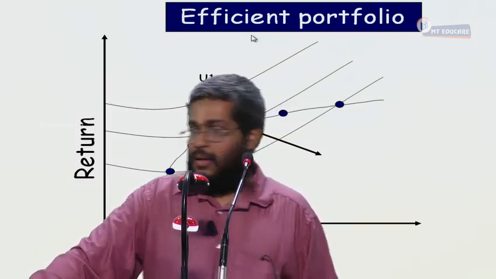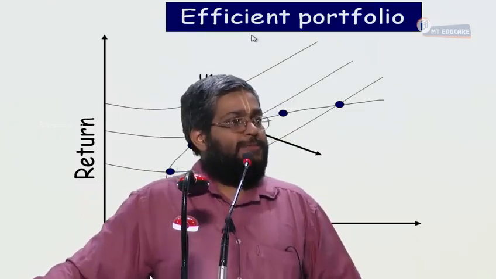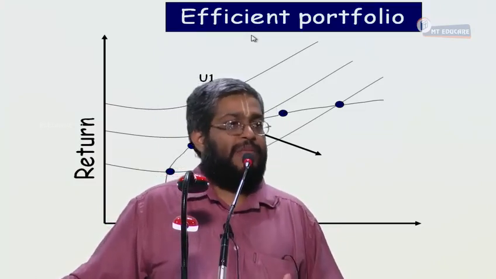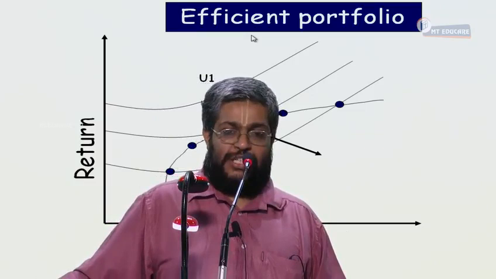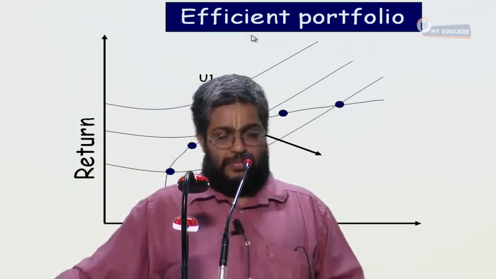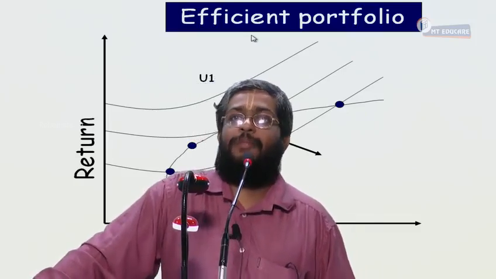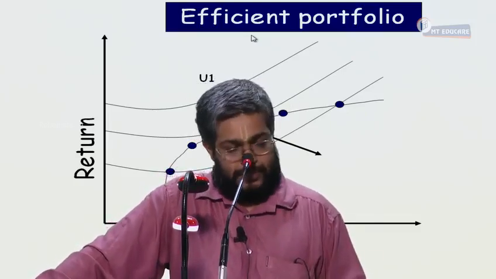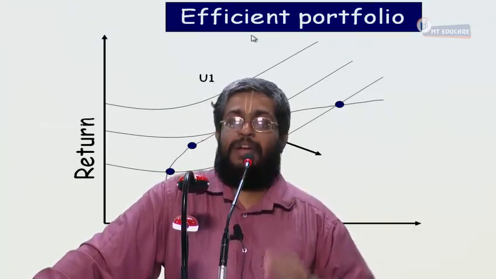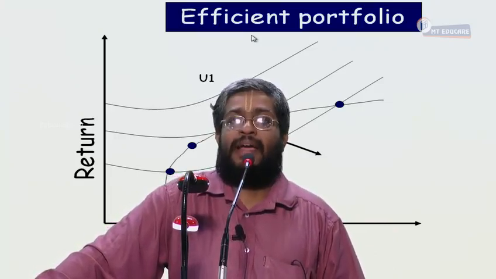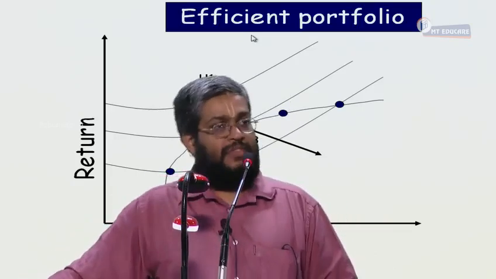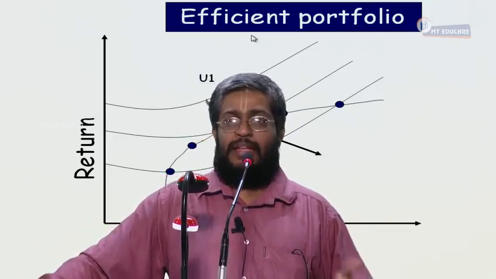investor to investor, depending upon his risk aversion. In brackets, write slope of utility curve.